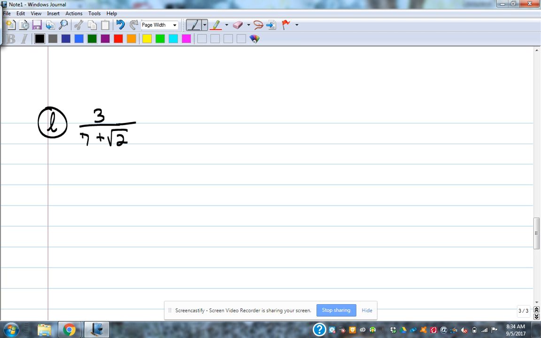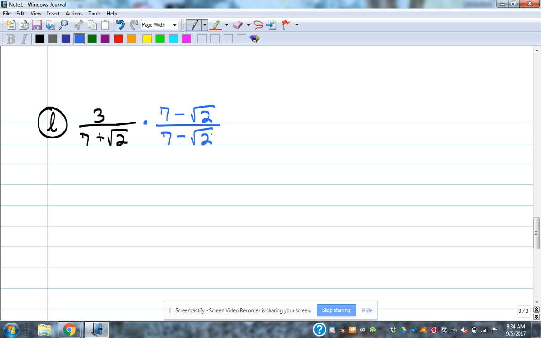The way you're going to do that is you're going to use what's called the conjugate. The conjugate is the other factor for a difference of squares. So if this were a difference of squares, one of the factors is 7 plus radical 2. The other factor is the conjugate, 7 minus radical 2. It just changes the sign in the middle. That's all it does. The conjugate changes the sign in the middle.